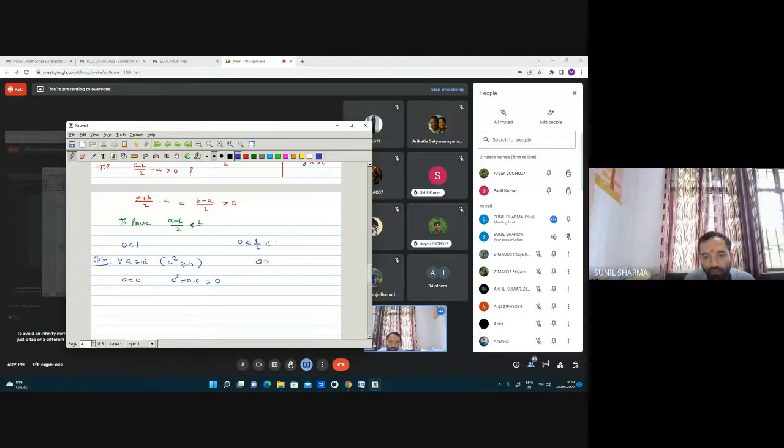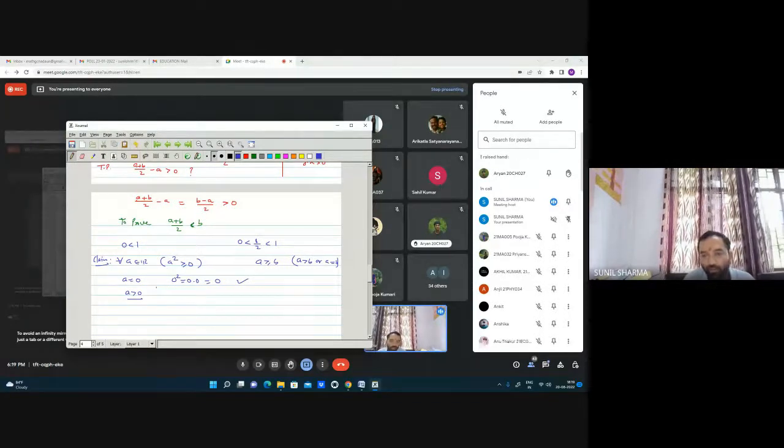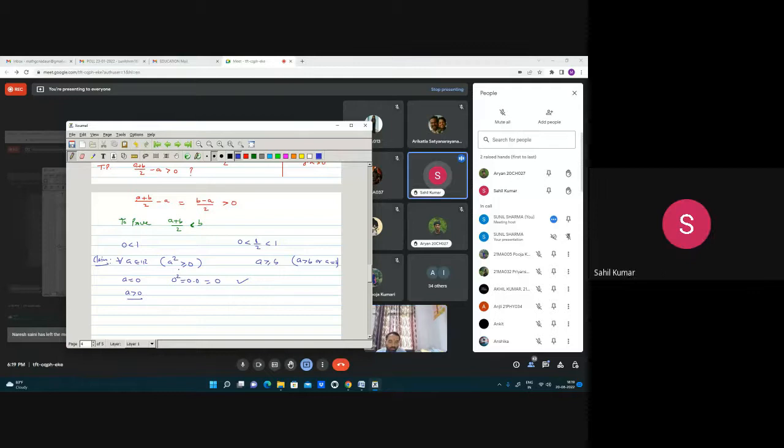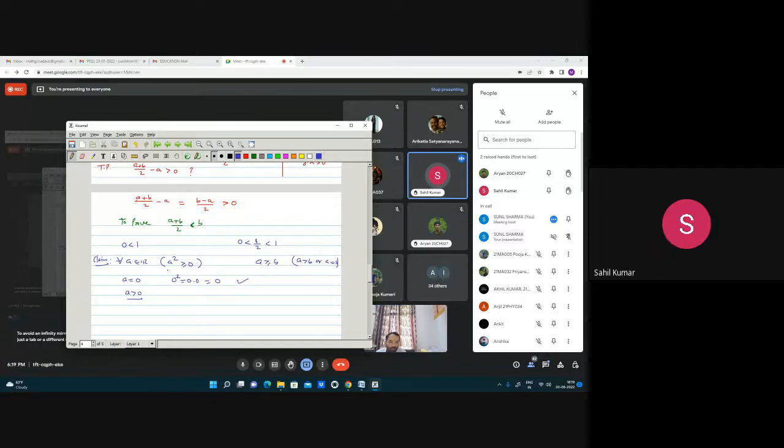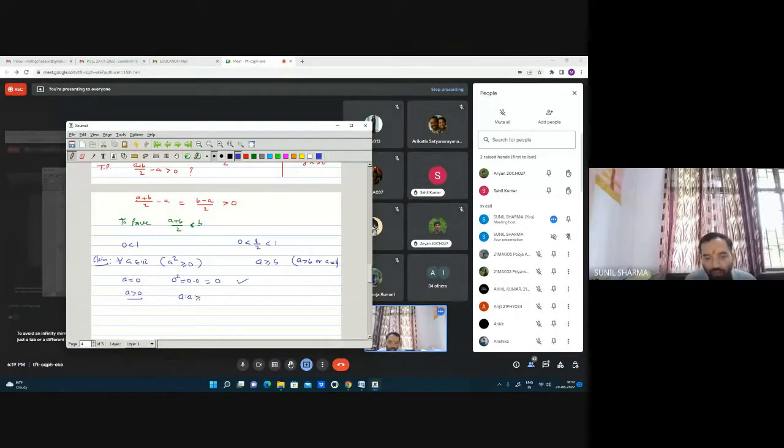Because A is greater than or equal to B means A is greater than B or A is equal to B, right? So this is true. Now if A is greater than 0, if we take A to be a positive real number, then what is A square? Sir, again positive. How can you prove this? Adding, sir, subtracting on both sides. Sir, multiplying A on both sides. Multiplying A on both sides. Yes, sir.